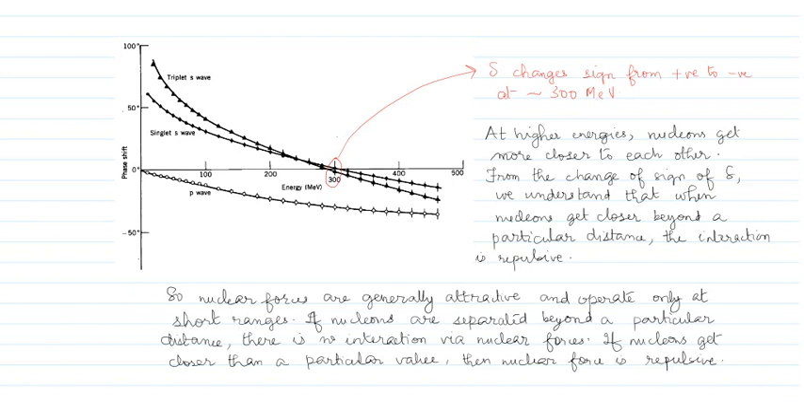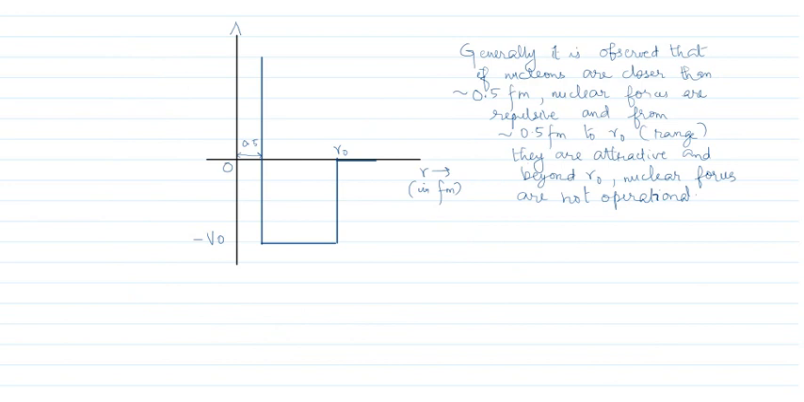And if the nucleons are separated beyond a particular distance, nuclear forces are not operational. So there is a distance regime in which nuclear forces are attractive. There is a distance regime in which nuclear forces become repulsive, and there is a distance beyond which nuclear forces are not operational. So you should actually modify the potential like this. The forces are attractive only in this region, and it has been observed that if nucleons come closer than say 0.5 femtometer, nuclear forces are repulsive.